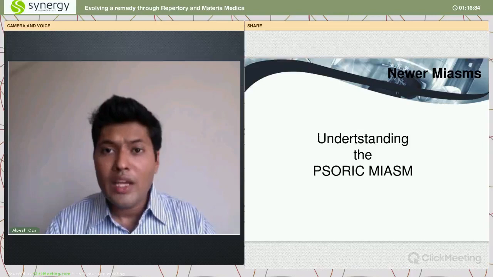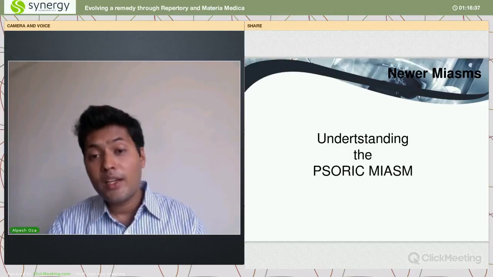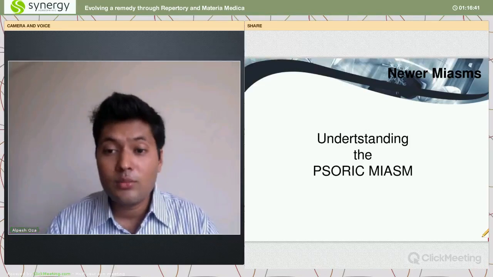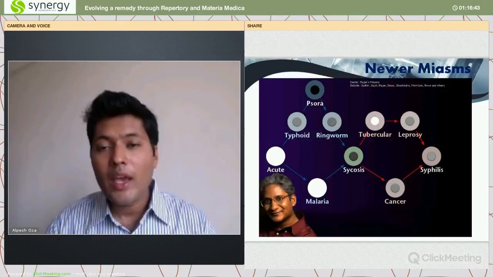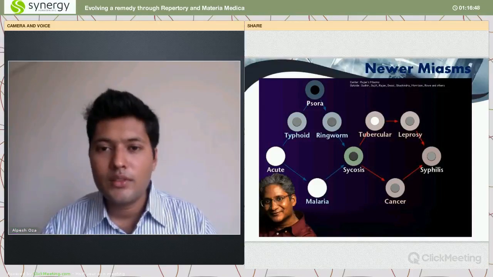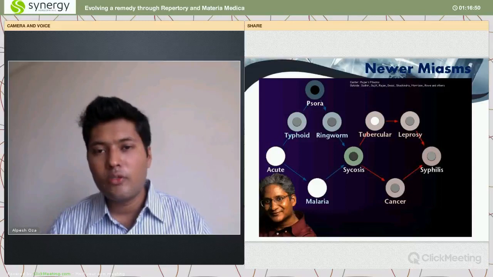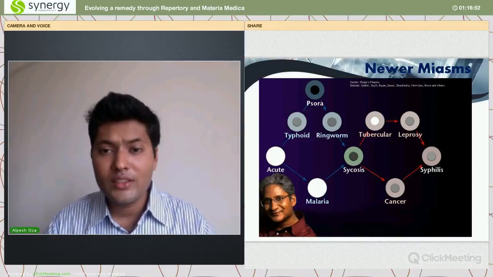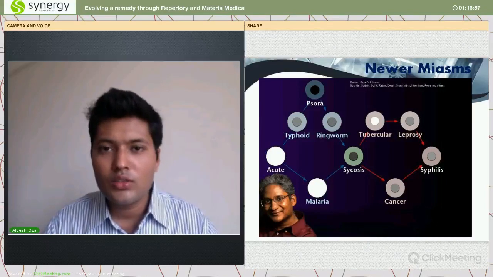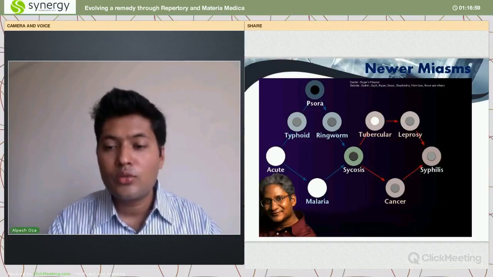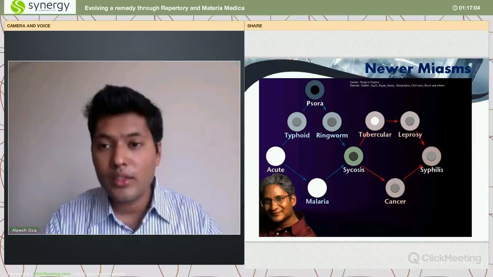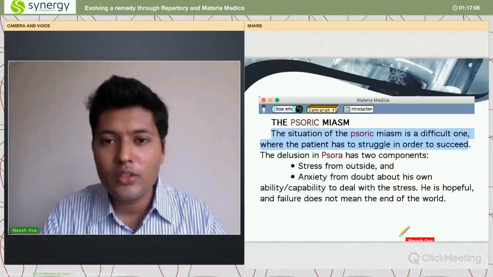So with the help of this remedy Sulphur, we can understand the miasm. What is the psoric miasm? So we have newer miasms to understand the different remedies, different cases and all. We have these 10 miasms, and one of them is the psoric miasm. So how to correlate this with the miasm? Let us understand. It's very beautifully given in the book.